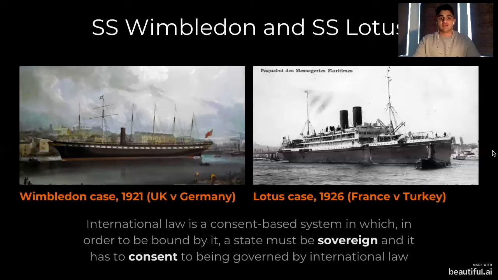So that was that international law is a consent-based system in which, in order to be bound by it, a state must be sovereign, right? So it must have control of its own territory, it must be independent, and it also has to consent to being governed by international law.